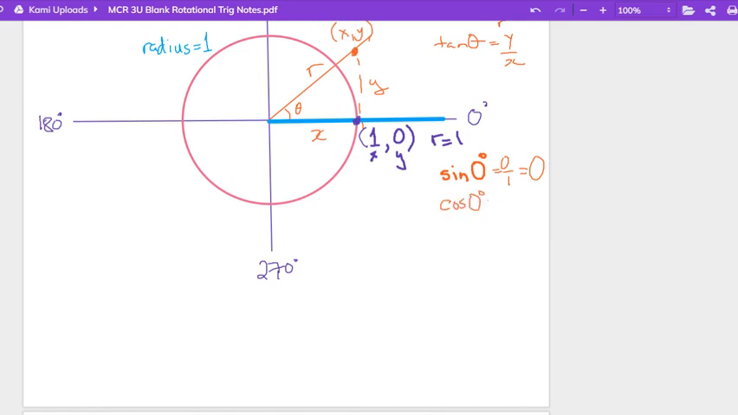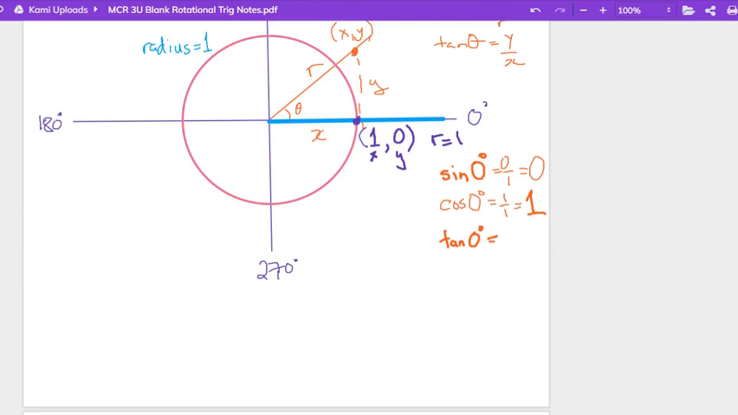Cosine of 0 degrees. Well, that's going to be x over r. 1 over 1. What's that equal to? Try it on your calculator. Is cos of 0 1? Yes, it is. Because the terminal arm is on the x-axis. So the terminal arm is literally on top of the start of the angle. There is no angle. It hasn't opened up at all.